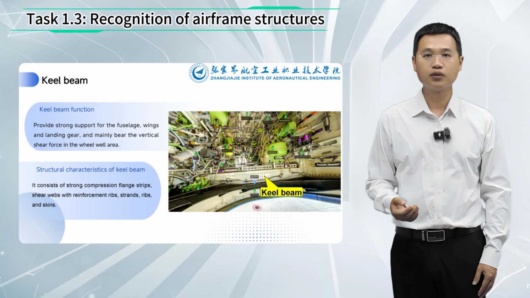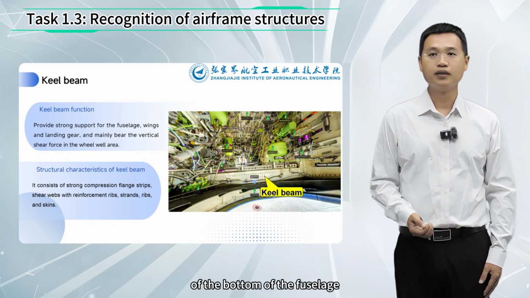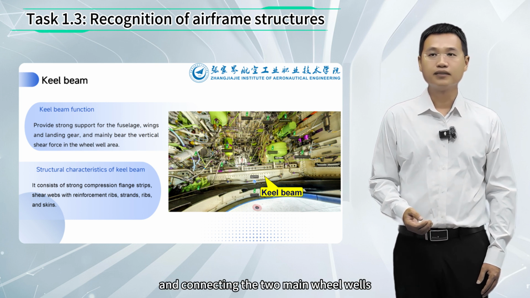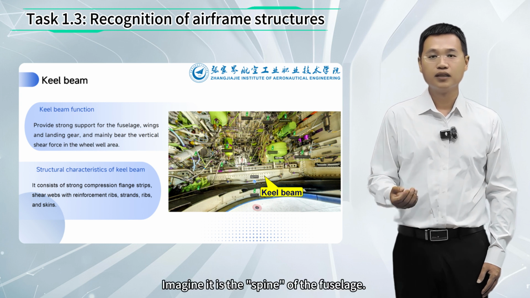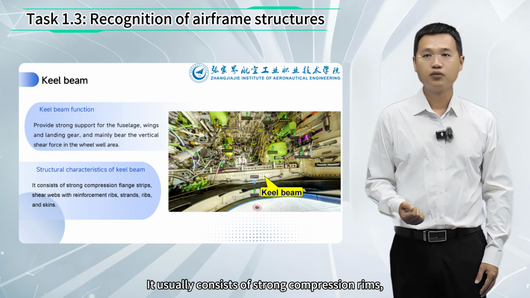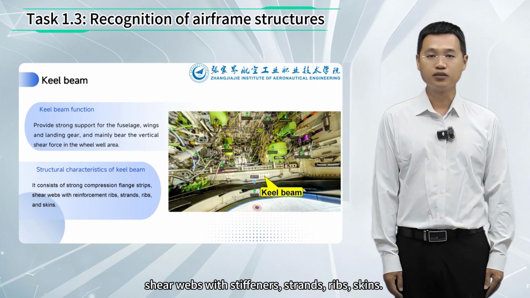Keel beam. This is a key support component located on the center line of the bottom of the fuselage below the central wing box and connecting the two main wheel wells. See Figure 1-24. Imagine it is the spine of the fuselage. It usually consists of strong compression rims, shear webs with stiffness, stringers, ribs, and skins.